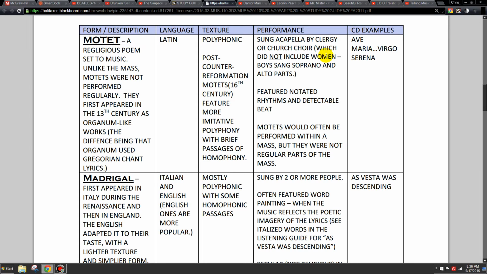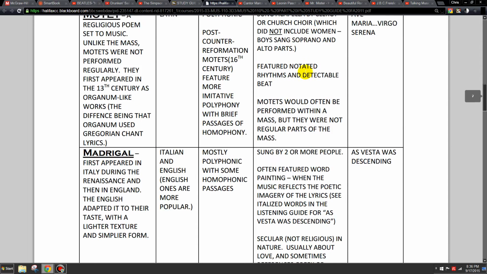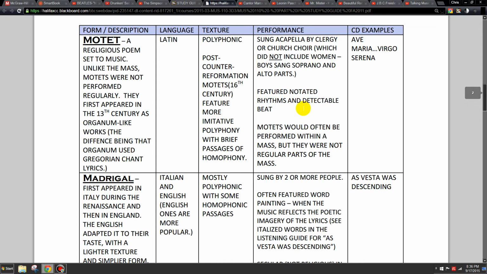If you don't know what clergy means, it's a full time dedicated person who is officially sanctioned by the church. And again, this time it would be all Catholics, so we're talking priests, monks, nuns, and people like that. It featured notated rhythms, and that's a huge development because with notated rhythms now we have more accurate notation in music, and it does have a detectable beat to it, so you start hearing that.